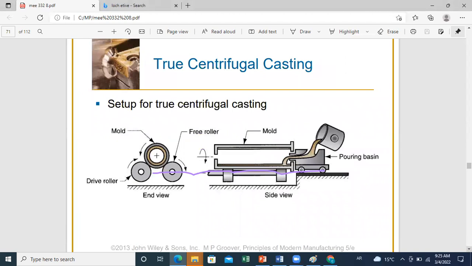Now you can see here the setup of true centrifugal casting. As you can see, we have driver rollers and the mold in between. The rotation of the driver rollers will drive rotation of the mold. And even during the pouring step, you can start to have the rotation. And this will allow you to create the tubular parts.